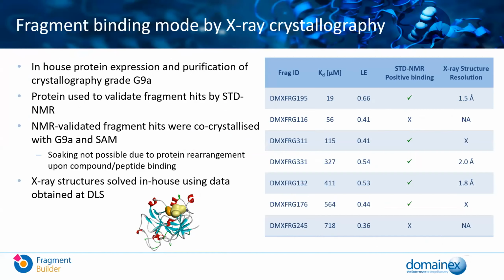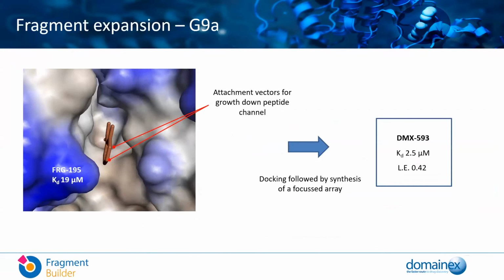Going on from this project, we were able to identify high quality binding hits with really good ligand efficiency. These compounds were confirmed by NMR, STD NMR, and a number of those demonstrated positive binding. You can see on the right that we were able to generate a number of X-ray crystal structures for these compounds. This led to a successful medicinal chemistry program, improving these compounds and keeping the ligand efficiency incredibly high.